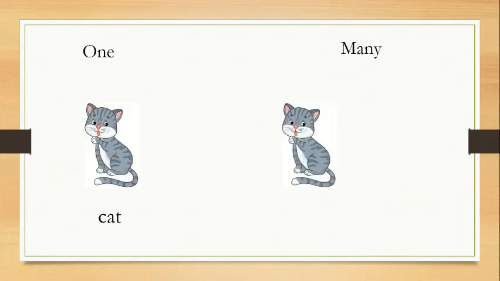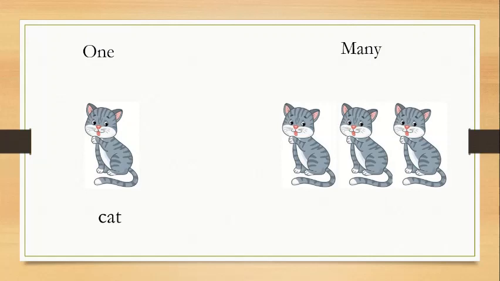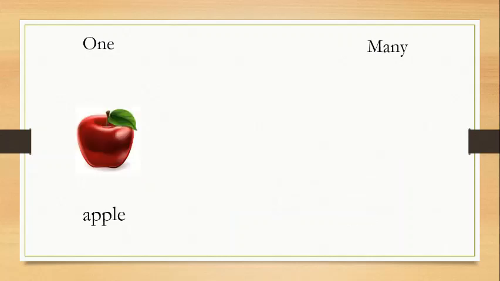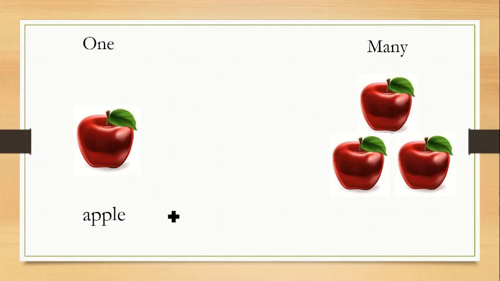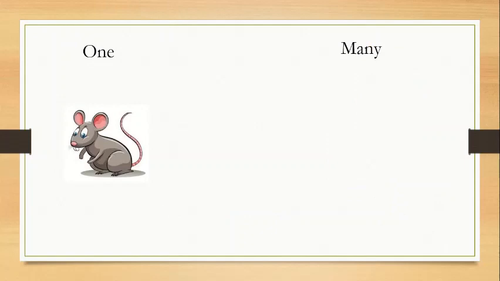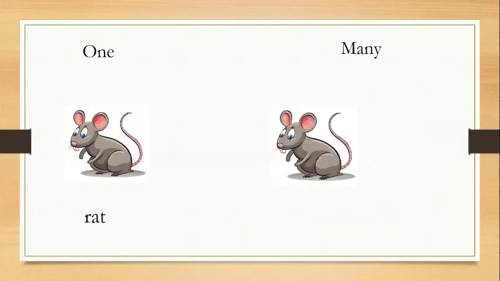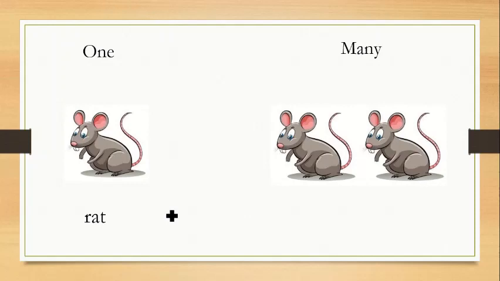One cat, many. We again add the letter S at the end of the word cat. So we get cats. One cat, many cats. One apple. We add letter S, many apples. One rat. We add the letter S at the end of the naming word rat. Rats. One rat, many rats.